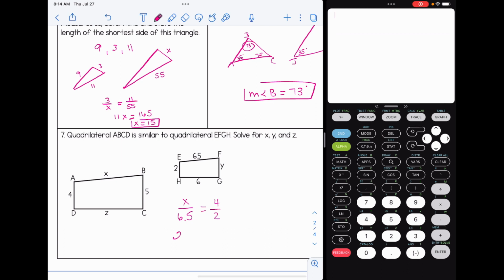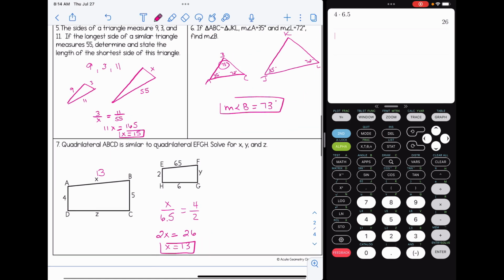All right, let's cross multiply. So 2x is equal to 26, and we're going to get x is 13. Okay, you could go in and put that in your picture as well. All right, let's find y. So 5 and y correspond. And then I could use the 4 and the 2, or I could use the 13 and 6.5. I'll just stick with the 4 and the 2 here.